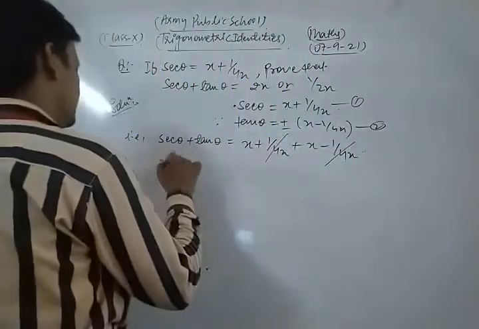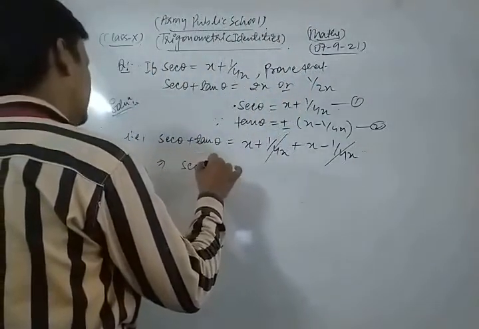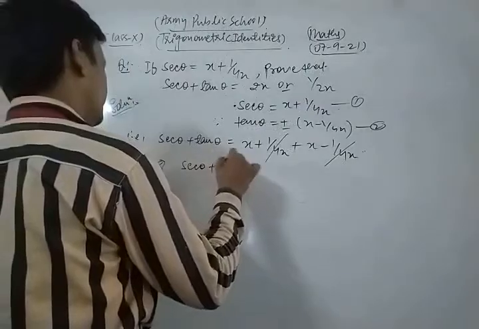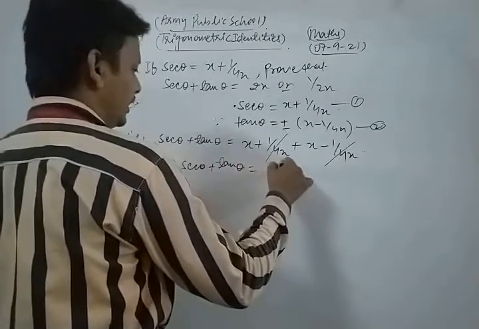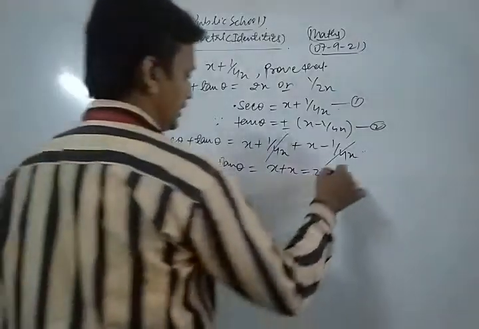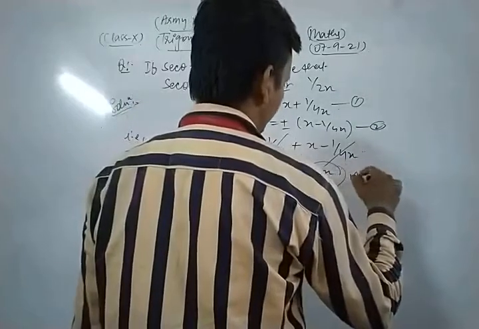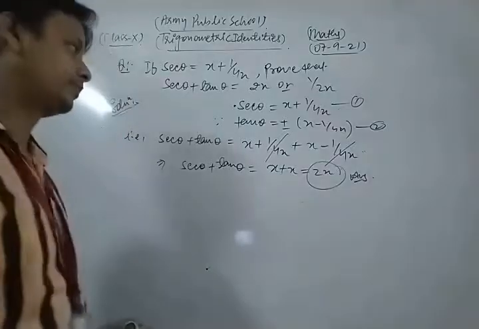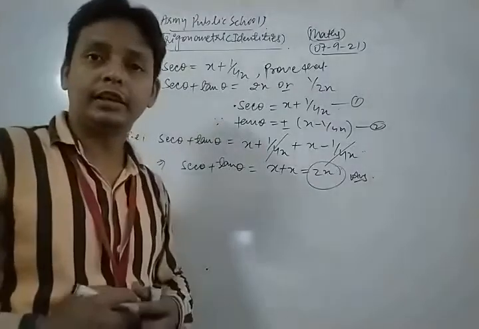So we get sec theta plus tan theta is equal to x plus x, that is 2x. So one answer is given. This is the first answer and the proof of the first part. Now we also prove that it is 1 upon 2x.